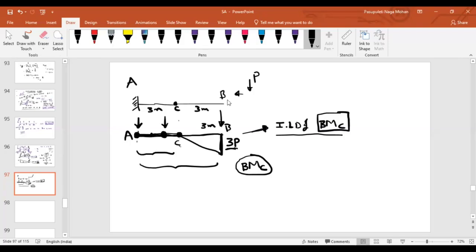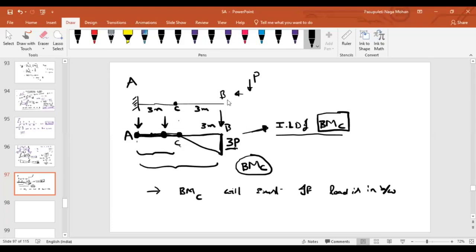Bending moment will exist at point C only when your load is in between C and B. My question is, is it clear? Bending moment at point C will exist if load is in between.